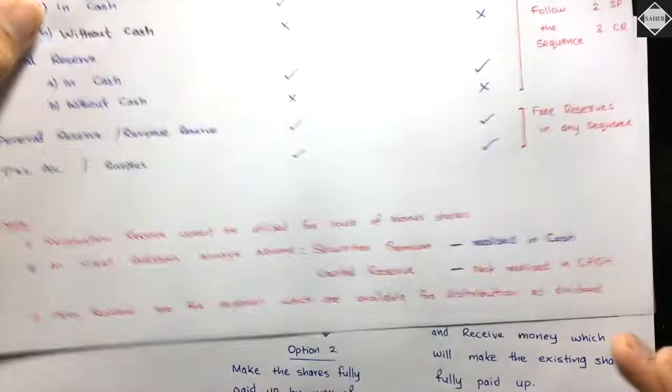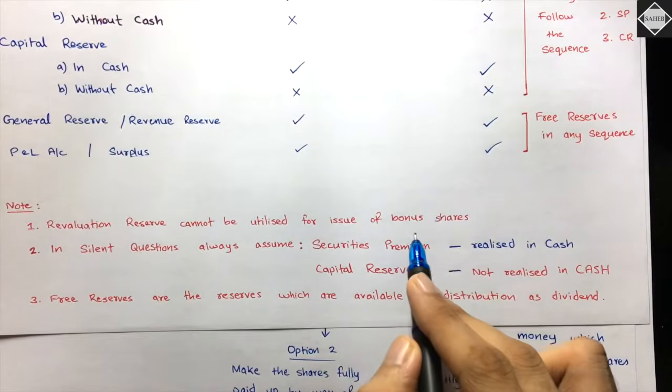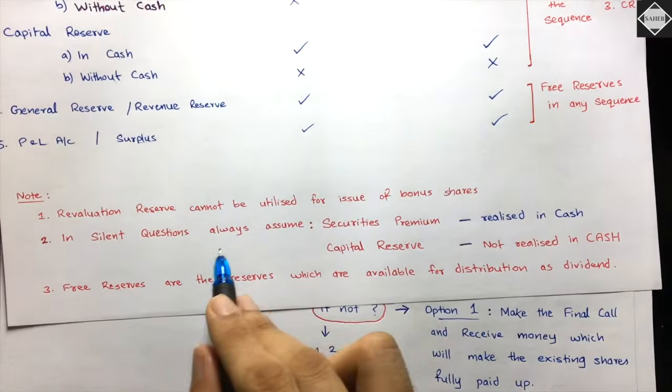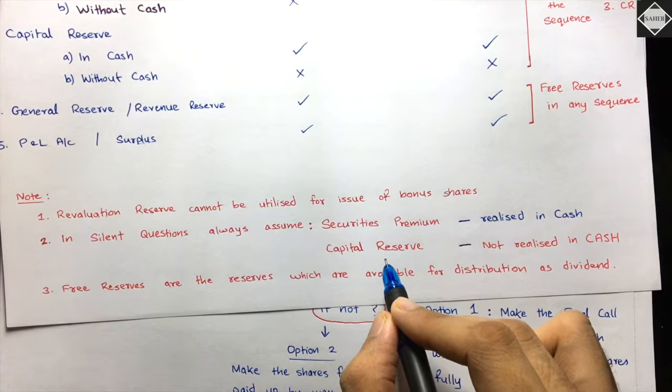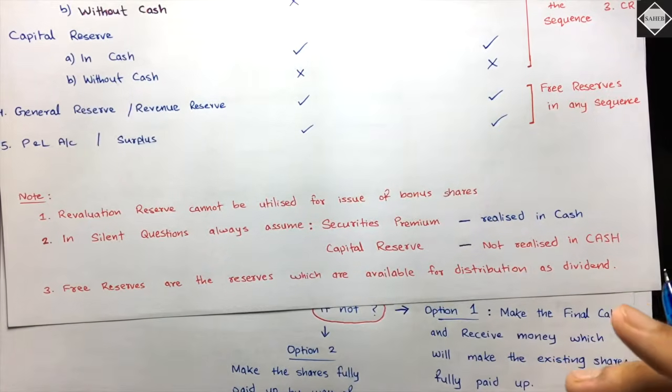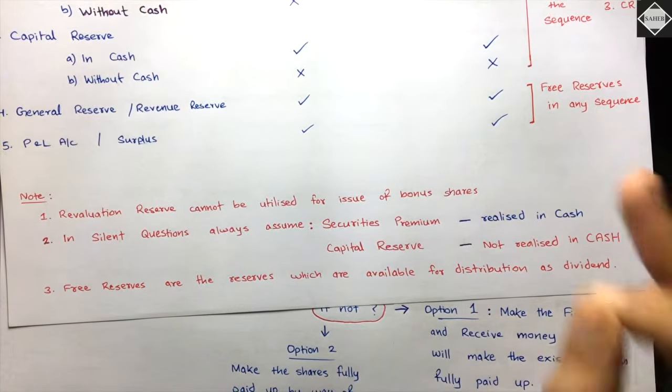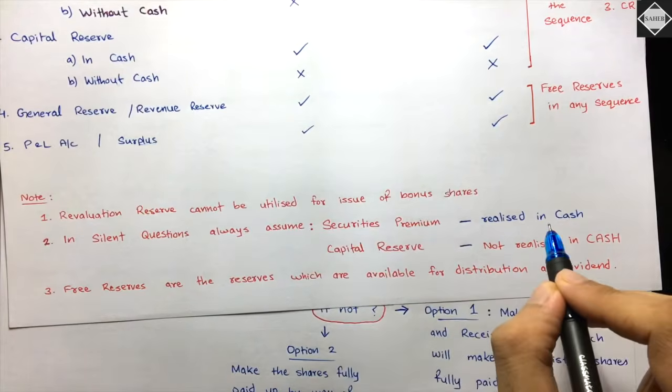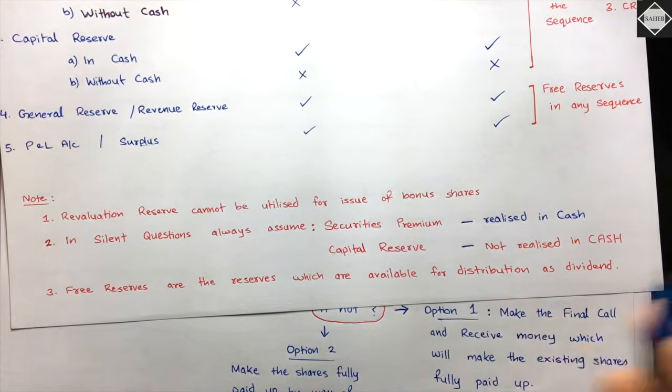A couple of notes: revaluation reserve cannot be utilized for issue of bonus shares. And whenever the question is silent regarding whether securities premium and capital reserve are realized in cash, you have to always assume securities premium is realized in cash and capital reserve is not realized in cash. Okay, that's all.